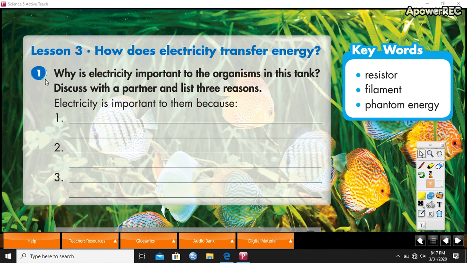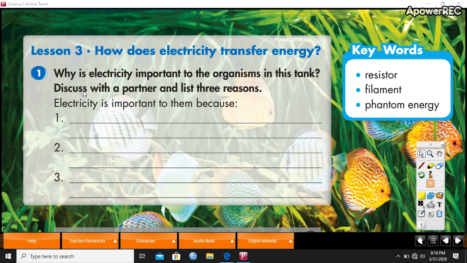Okay, let's go to activity 1. Why is electricity important to the organisms in this tank? Now look at the picture on your book page 96, activity 1. What picture is that? Yes, the picture is a fish tank. If you see the picture, what organisms live inside the fish tank? Yes, the organisms are the fish, animals, and plants here.